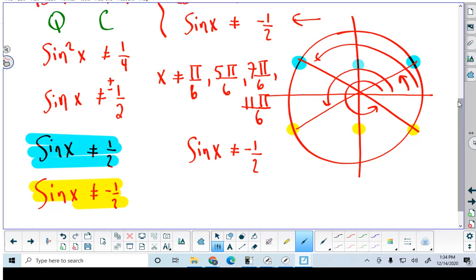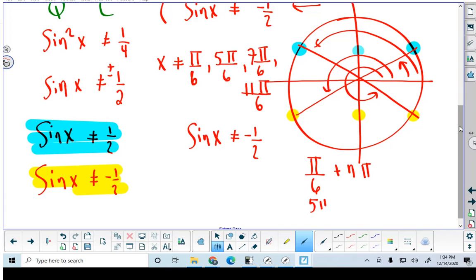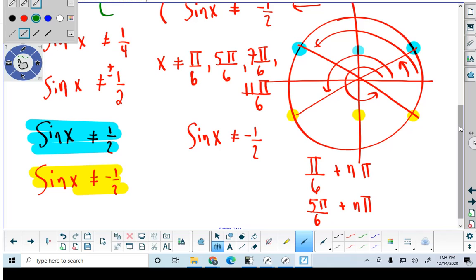And if you want a general statement, you would say pi over 6 plus multiples of pi, and 5 pi over 6 plus multiples of pi. See, the first statement, pi over 6 plus multiples of pi, will cover this and this. The second statement will cover the other two.